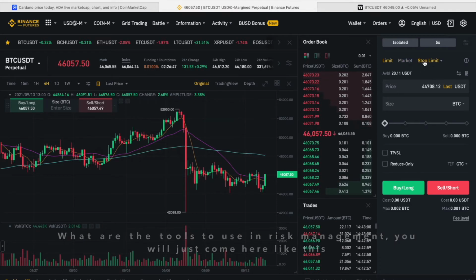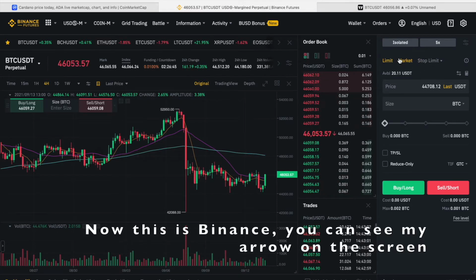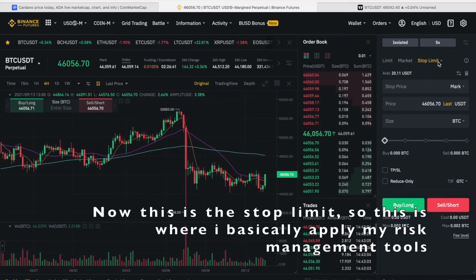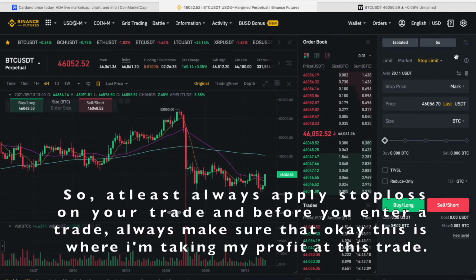You just come here like this. Now this is the Binance. You can see my arrow on the screen. This is the stop limit. This is where I basically apply my risk management tools. So at least always apply a stop loss on your trade. And before you enter a trade, always make sure you decide where you are taking your profits on this trade.